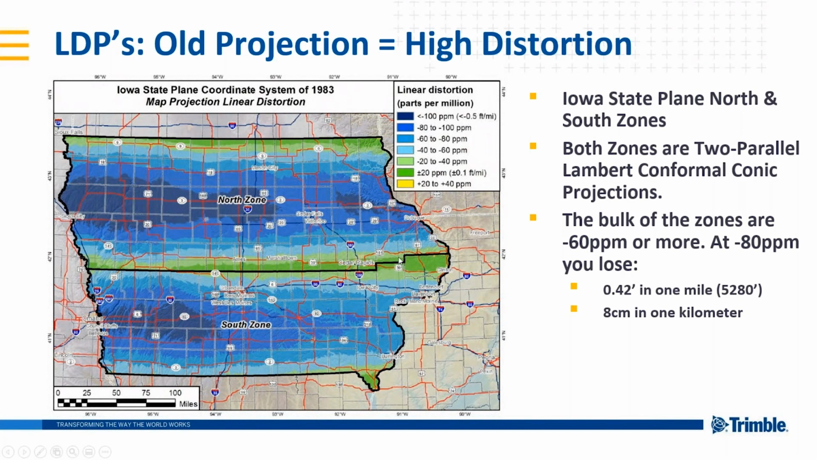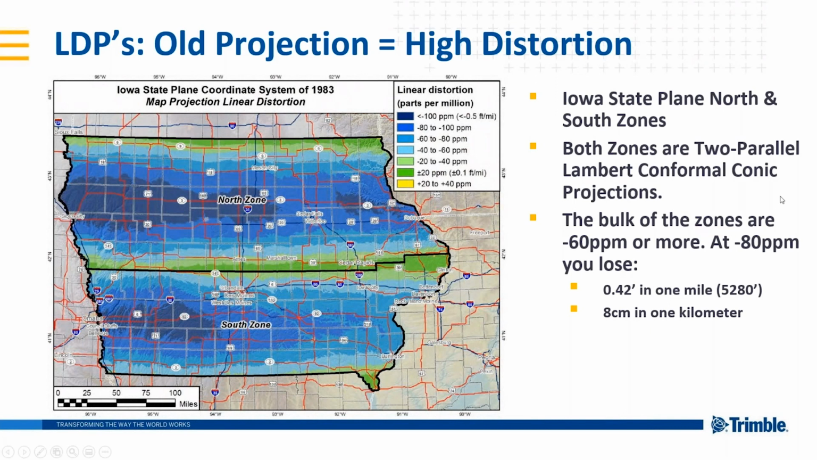Actually, the best place to survey with less distortion in Iowa would be at the edge of your zones, which really doesn't make much sense. It's creating problems. Both of these are two-parallel Lambert conformal conic projections. They are secant to the ellipsoid. And if we were to average this out at 80 parts per million, we'd be losing half a foot in a mile, which is 8 centimeters in a kilometer. So things can start going out of whack pretty quick, and it doesn't really serve people very well to use this for a lot of things.